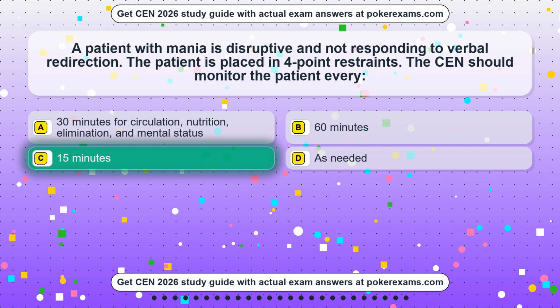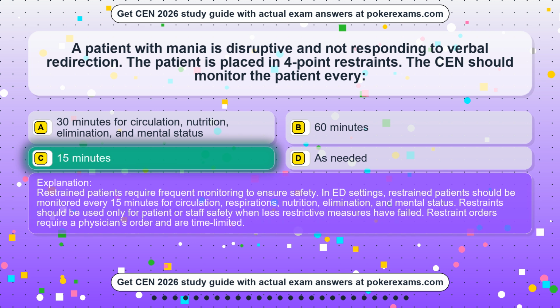15 minutes. Restrained patients require frequent monitoring to ensure safety. In ED settings, restrained patients should be monitored every 15 minutes for circulation, respirations, nutrition, elimination, and mental status. Restraints should be used only for patient or staff safety when less restrictive measures have failed. Restraint orders require a physician's order and are time limited.